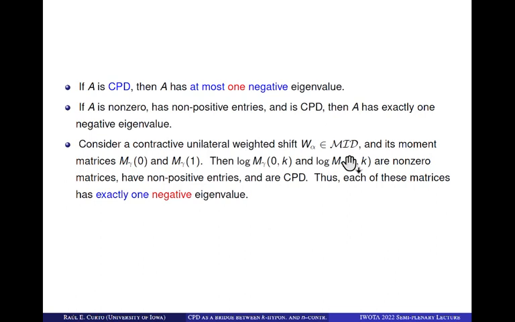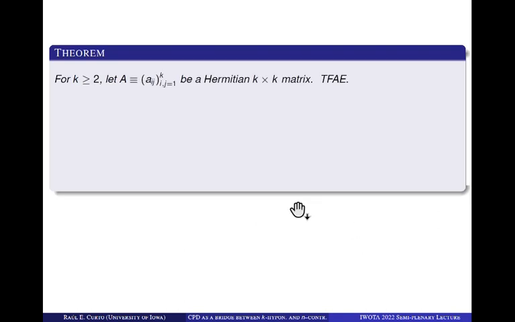Consider a contracted unilateral shift, MID, and its moment matrices M gamma 0 and M gamma 1. So these are the Hankel moment matrices starting at gamma 0 and starting at gamma 1. Then the logs of these matrices are non-zero matrices, have non-positive entries, and are all CPD. So each of these matrices has exactly one negative eigenvalue.